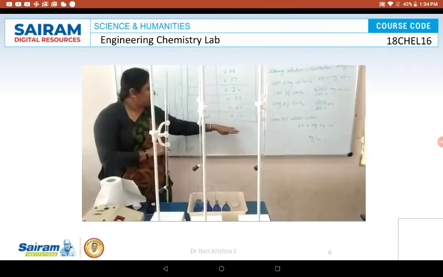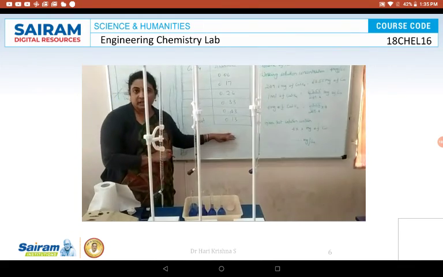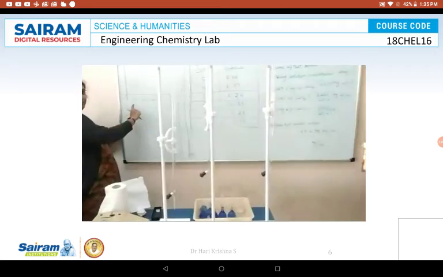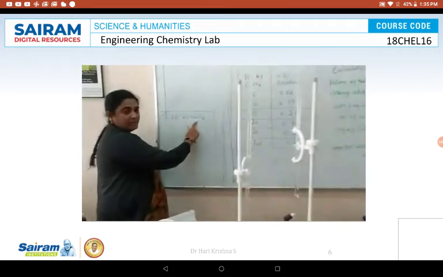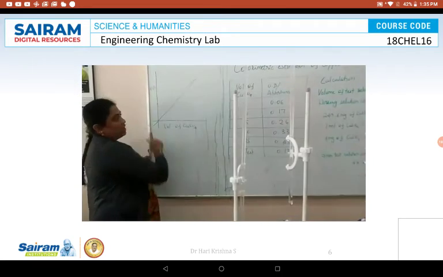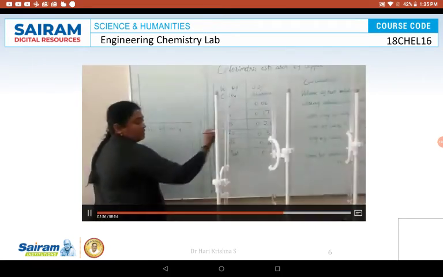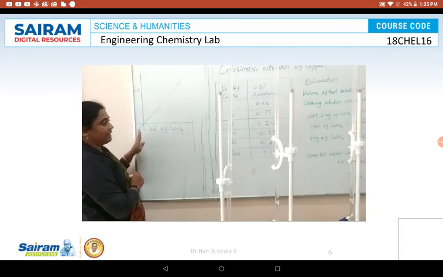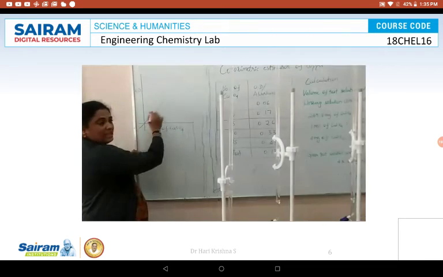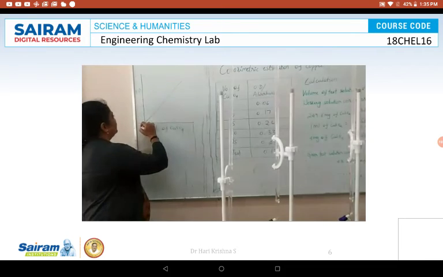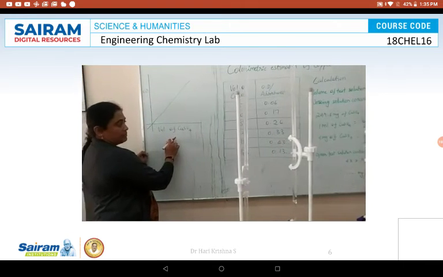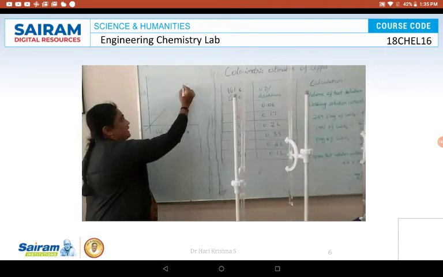After the values are recorded, we have to plot a graph. On the x-axis we take the volume of copper sulfate, and on the y-axis the optical density values. So when we do that, we will get a graph like this. This is the calibration curve, which is a plot of OD against volume of copper sulfate, and you must get a straight line passing through the origin.